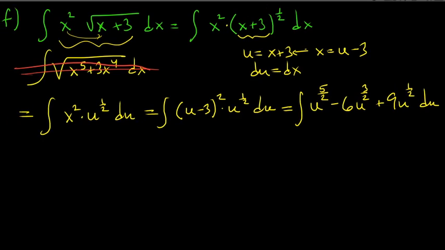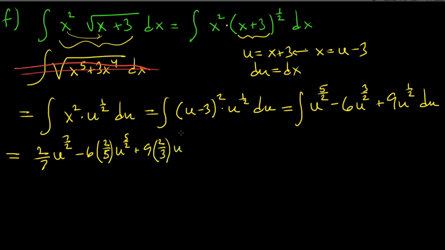And so I think we can do that. Sum rule, constant times function rule, and the power rule. So you're going to get 2/7 u to the 7/2, minus 6 times 2/5 u to the 5/2, plus 9 times 2/3 u to the 3/2. And that's the integral. So don't forget your plus c here.